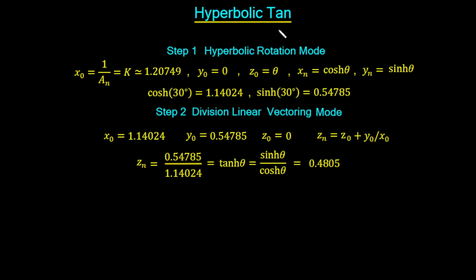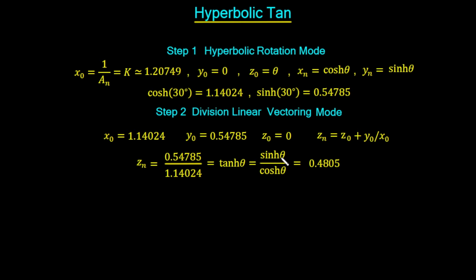Now let's generate the hyperbolic tan function using the Quadratic algorithm. In order to get the hyperbolic tan function, we can divide the hyperbolic sine with the hyperbolic cos. So we use this little identity here: tan theta is equal to sin theta divided by cos theta. So we do it in two stages.